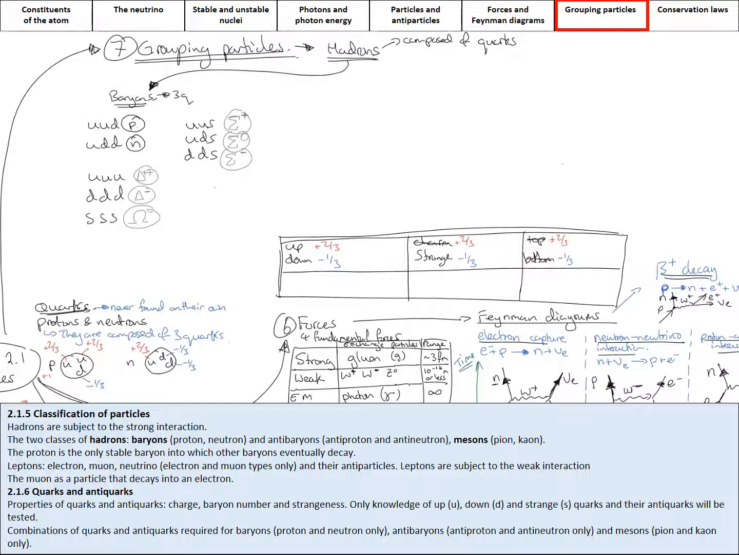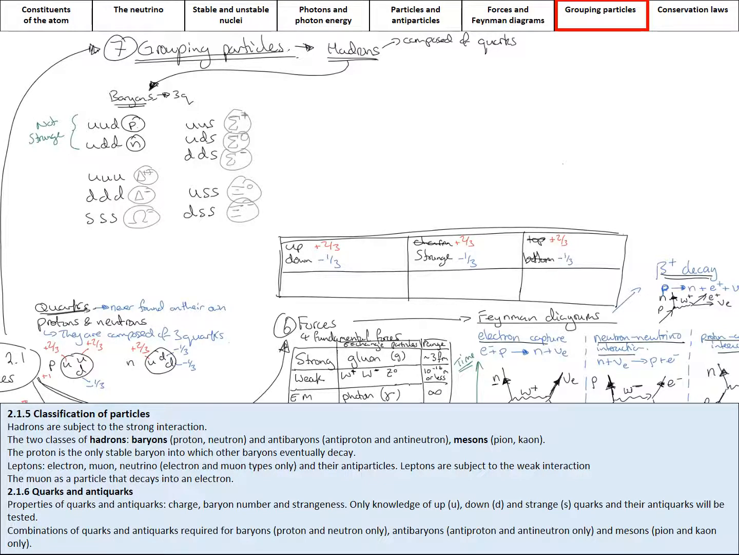And the other 2 that you could make with 3 quarks is up, strange, strange, and down, strange, strange. And these are called Xi particles. And up, strange, strange is a total charge of 0. And down, strange, strange has a total charge of minus. So those are the particles with 2 strange quarks in. So what you need to remember is that protons and neutrons are not strange, so have no strange quarks.